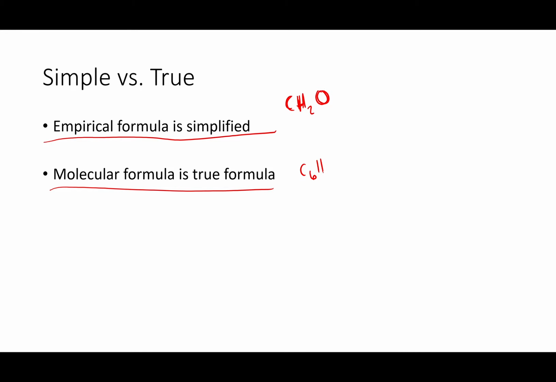glucose, C6H12O6. It tells us the actual number of atoms that you have to have in order to make up that compound. In glucose, you need 6 carbons, 12 hydrogens, 6 oxygens. Sometimes an empirical and molecular formula can be the same thing.